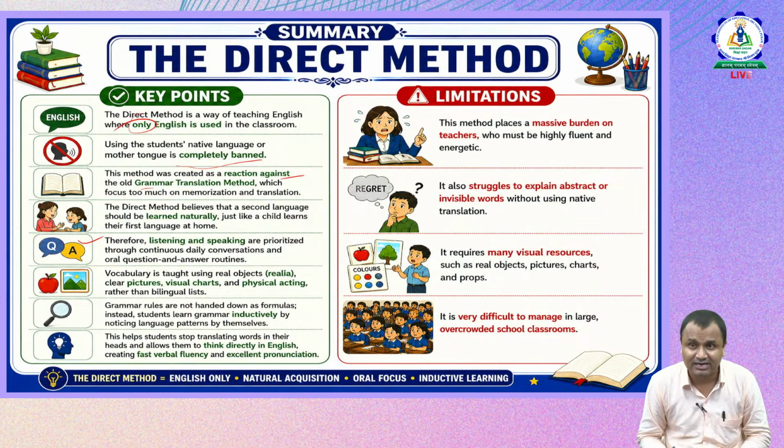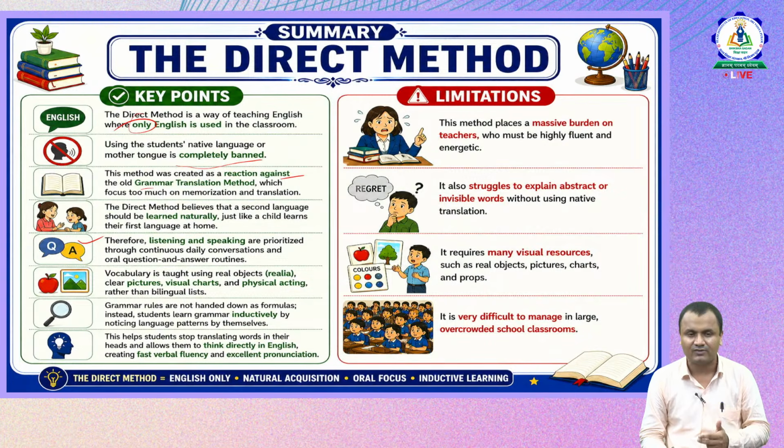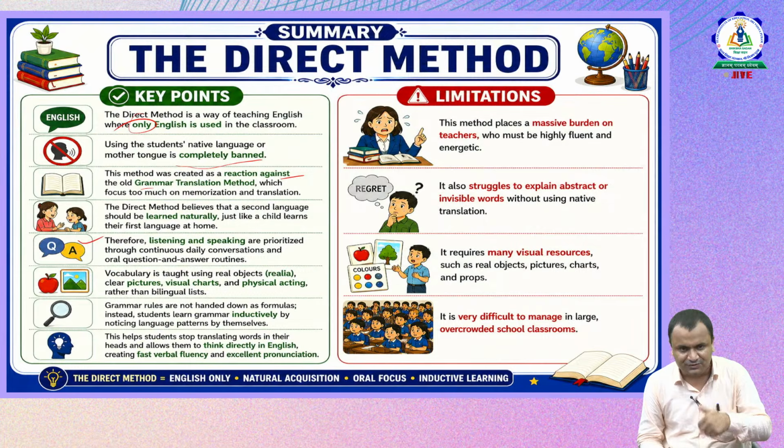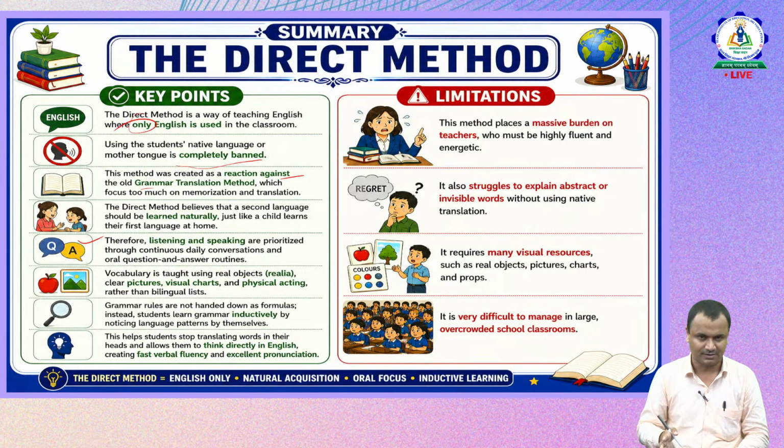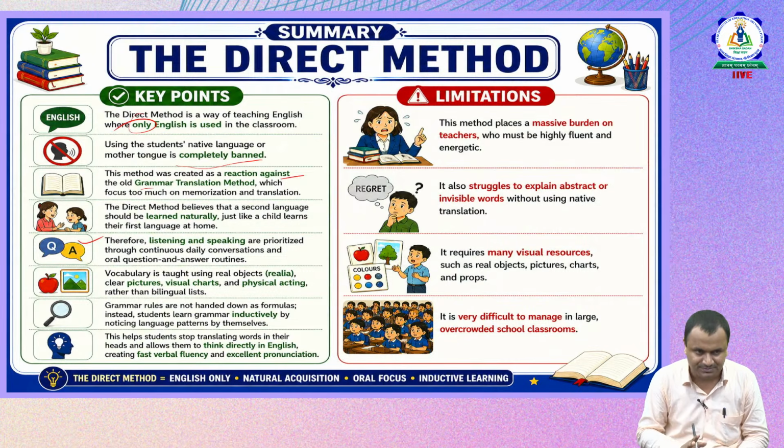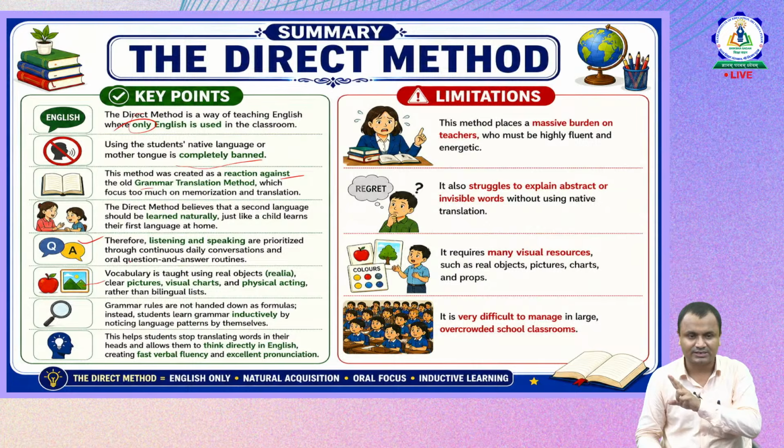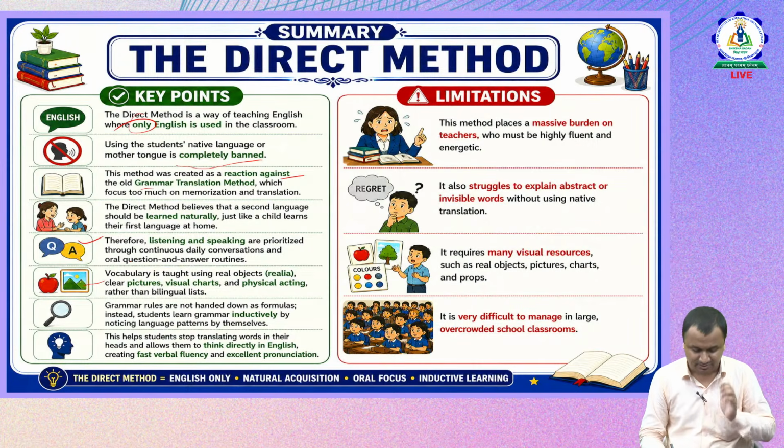Vocabulary. How do we teach vocabulary through the direct method? We use realia, real objects, pictures, charts, physical acting, demonstrations, drama, and role play to give the meaning of the word rather than providing a bilingual list. We provide a bilingual list of vocabulary while teaching through GTM, whereas we provide opportunity to explore, to do role play, to dramatize, to understand the meaning of the word while teaching through the direct method, because we do not allow using the mother tongue or the local language or the native language while discussing the words. So vocabulary is taught using real objects or realia in the direct method.